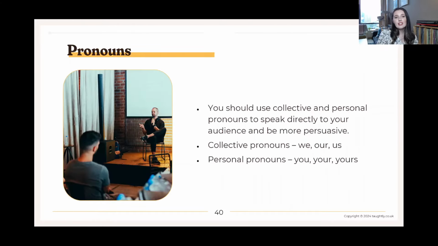Because of this, it's really useful to think about your pronouns. So you should speak directly to your audience to be more persuasive. So you could use collective pronouns like we, our, us, and personal pronouns like you, your, and yours.